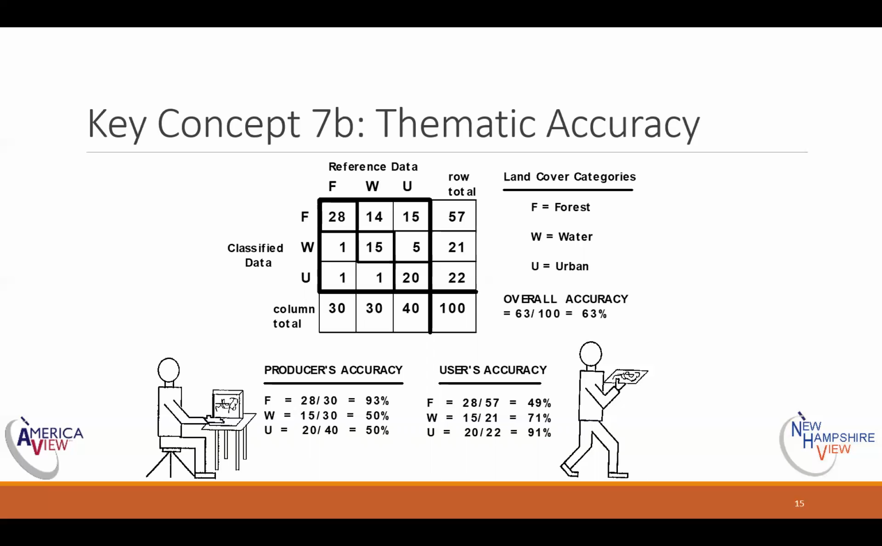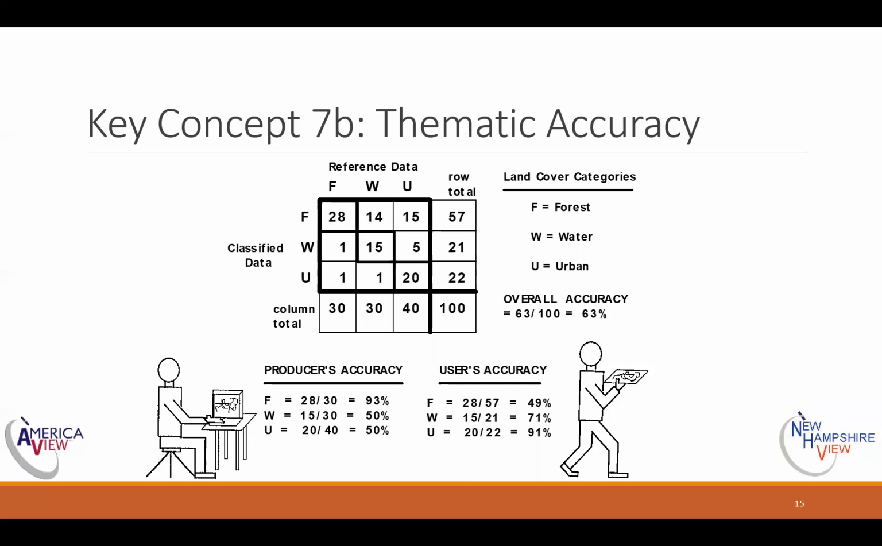Okay, so what can we do here? So we can take the major diagonal, the ones where we have agreement, and add them all together, right? So 28 plus 15 plus 20 is equal to 63. I have a total of 100 samples. You can see that by adding up the row total or the column total. They both add to 100. And so 63 over 100 is 63%. So the overall accuracy of this map is 63%.